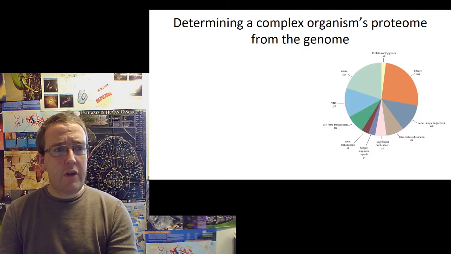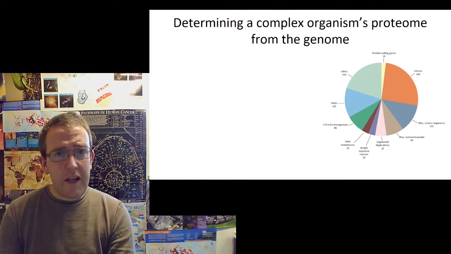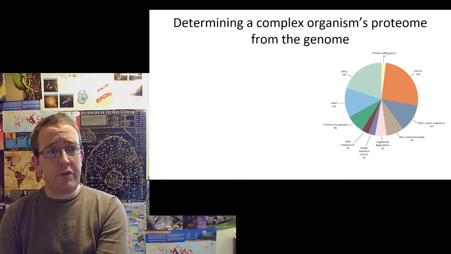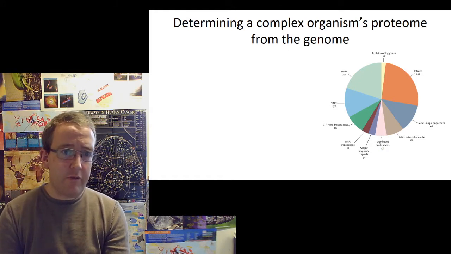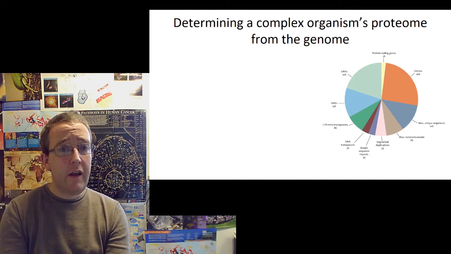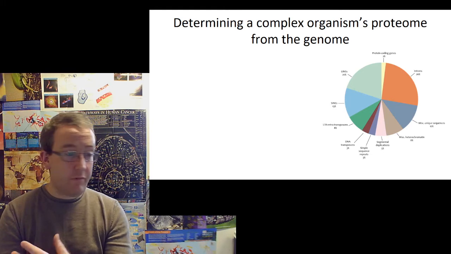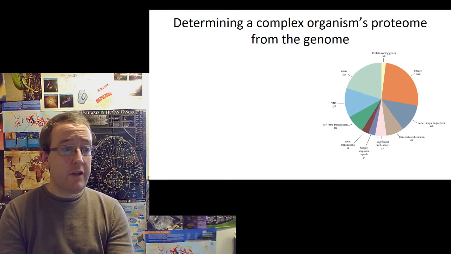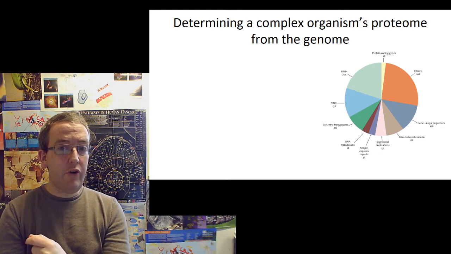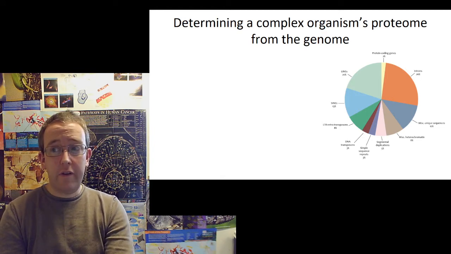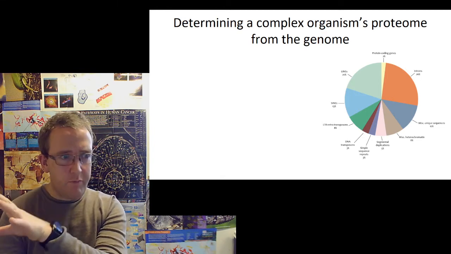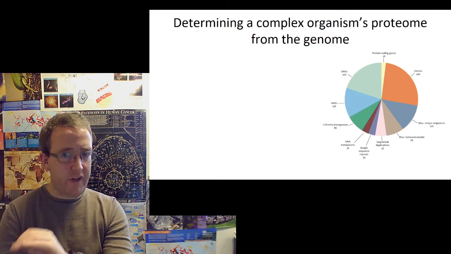So it's a lot more difficult, as we said, to determine a complex organism's proteome from the genome. Now, I've put this pie chart up. This one is from the Year 12 version of this. So go back to that video and have a little look if you want to at what all these different bits are, or the one on the structure of DNA and chromosomes.